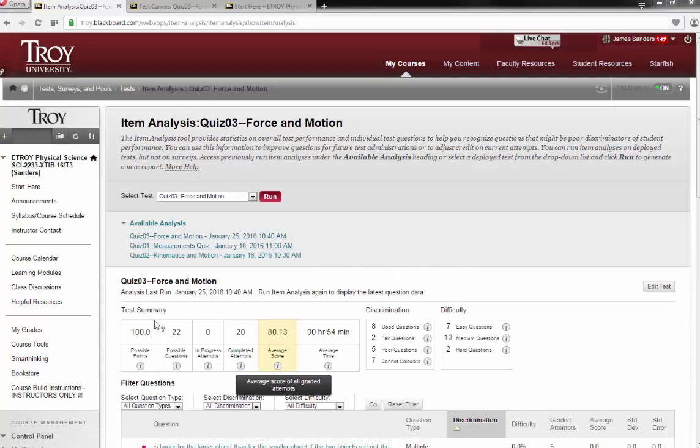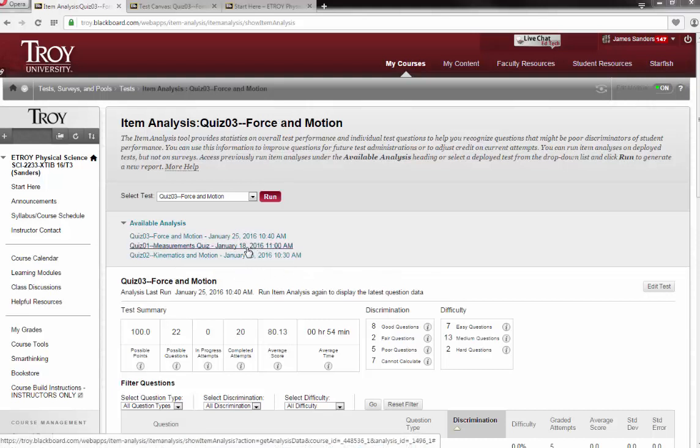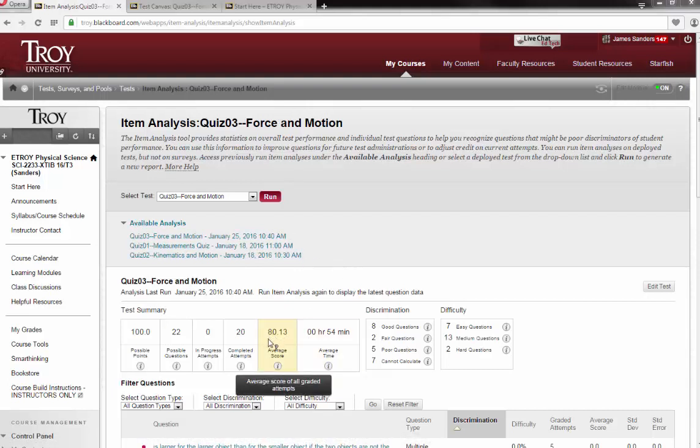Alright, so this is the Quiz 3 item analysis, force and motion, and it looks like people did a little bit better on this one again than on Quiz 2. So here's hoping that Quiz 2 was just a low water mark and not a pattern of doing well and then doing poorly and then doing well and then doing poorly. For what it's worth, on the first quiz the average score was an 88, for the second it was a 63, and now we're back to an 80, so we're back in the high B range as an average. So good work, guys.